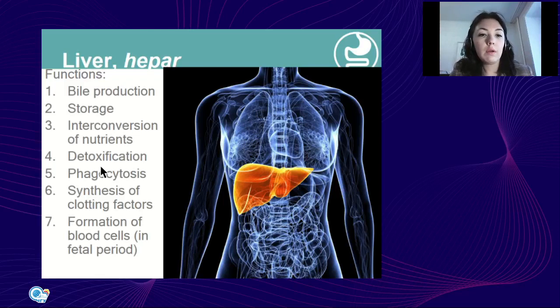So the other function is detoxification, that is performed by Kupffer cells and phagocytosis. In the liver, synthesis of clotting factors is also accomplished, and in the fetal period, it acts as a hemopoietic organ, so it participates in formation of blood cells.